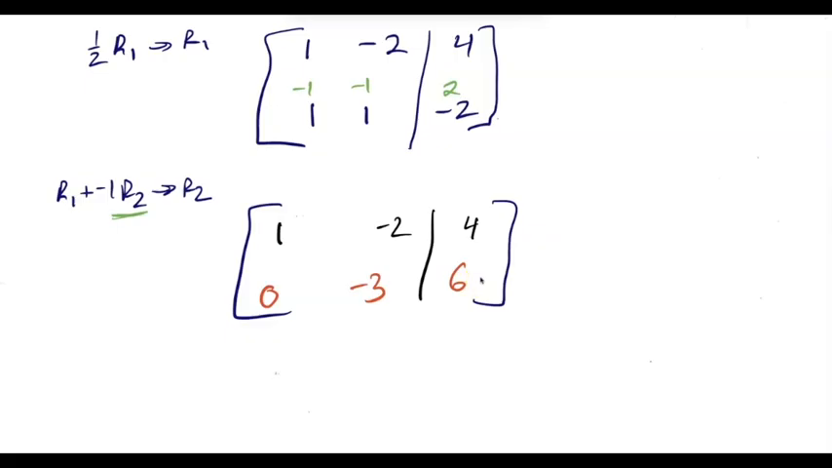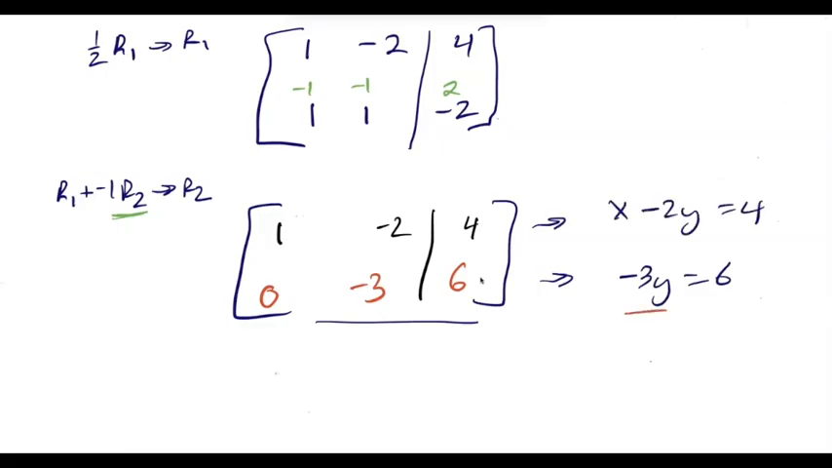Using this, we can back substitute. This lets me know that -3y equals 6. And then here we have x minus 2y equals 4. We can solve this real quick. Divide by -3. Y equals -2.